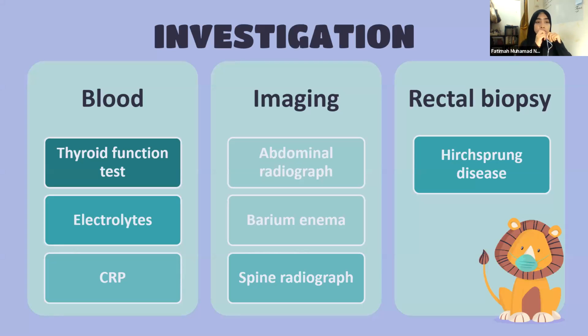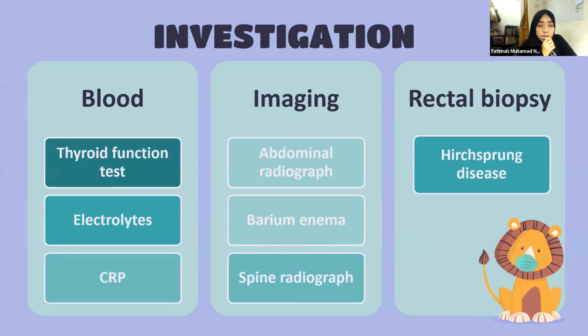Okay. So investigation. For the blood investigation, you want to do a thyroid function test to rule out hypothyroidism, which is a common cause of constipation. Renal profile to look for any electrolyte imbalance, because the child may be malnourished. Any FBC to look for signs of any active infection if the child has acute conditions such as enterocolitis. And then also the imaging.